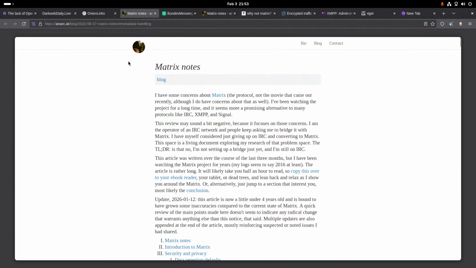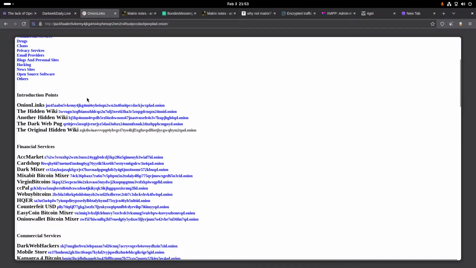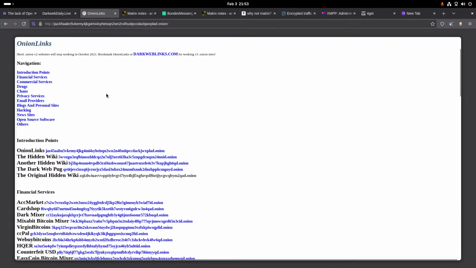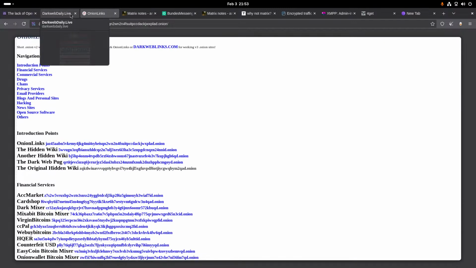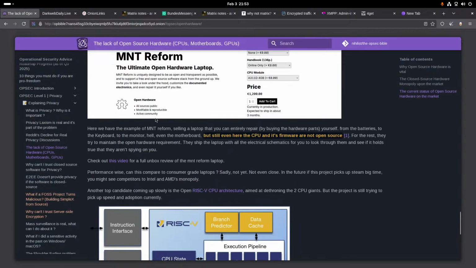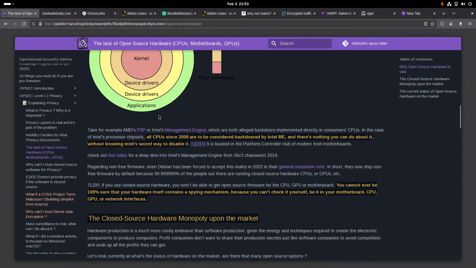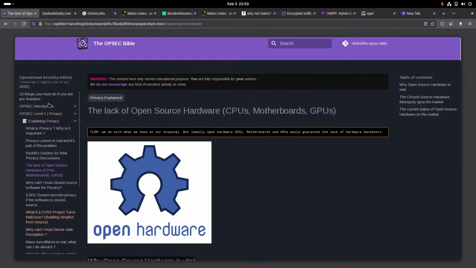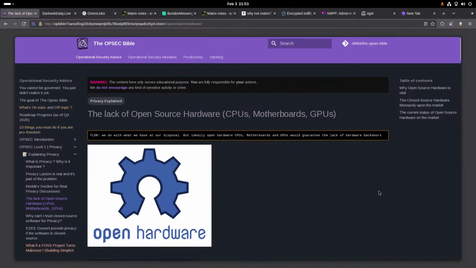Okay. Matrix notes. I have some. So, yesterday we were on the Onion Links service, where we talked about the lack of open source in the community. Your CPU, motherboards, GPUs.